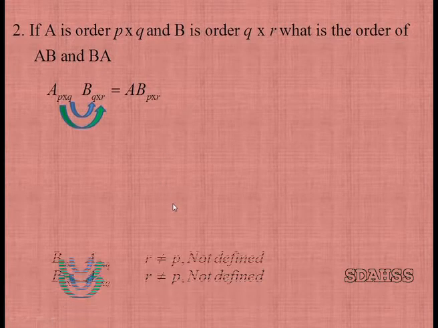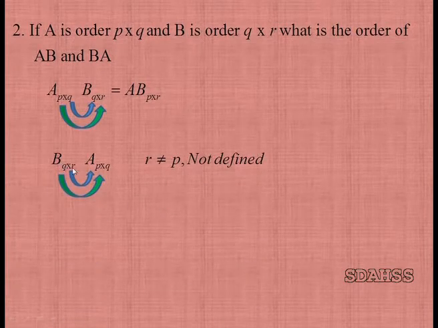Then BA. Here B's order is Q cross R and A's order is P cross Q. The number of columns in B is R. The number of rows in A is P. Both are not equal, so we cannot multiply. So the answer is not defined.